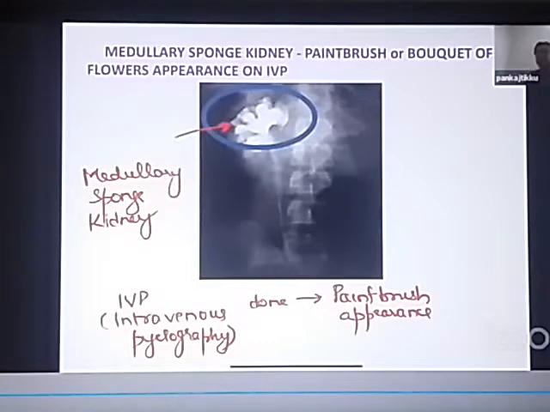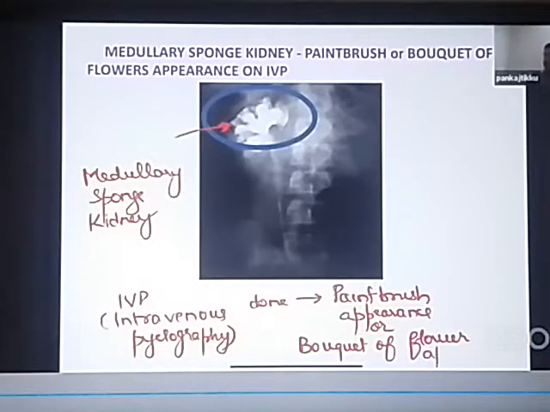So on an intravenous pyelography, a paintbrush appearance or a bouquet of flower appearance. Either we call it a paintbrush appearance or we call it a bouquet of flower appearance, should indicate a medullary sponge kidney.